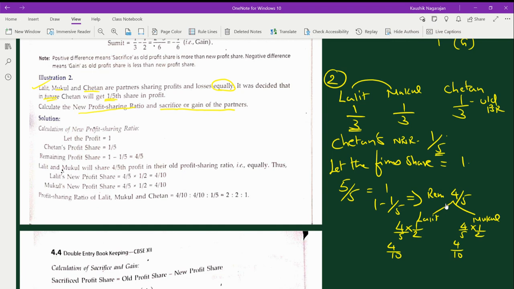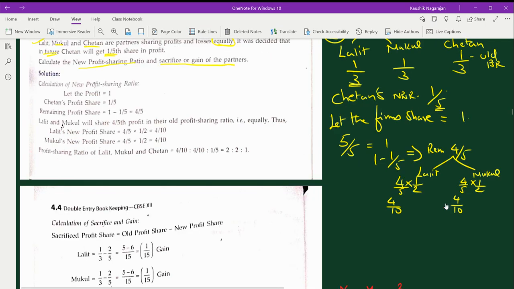So now we have got the new profit share of the partners Lalit and Mukul. For Chetan, we already have it in our question: 1/5. Now we can derive the NPSR of Lalit, Mukul and Chetan.